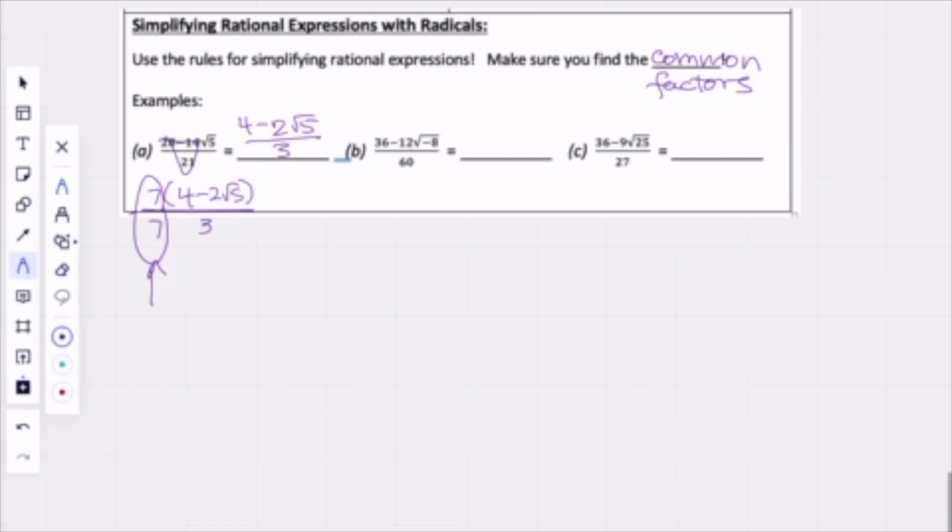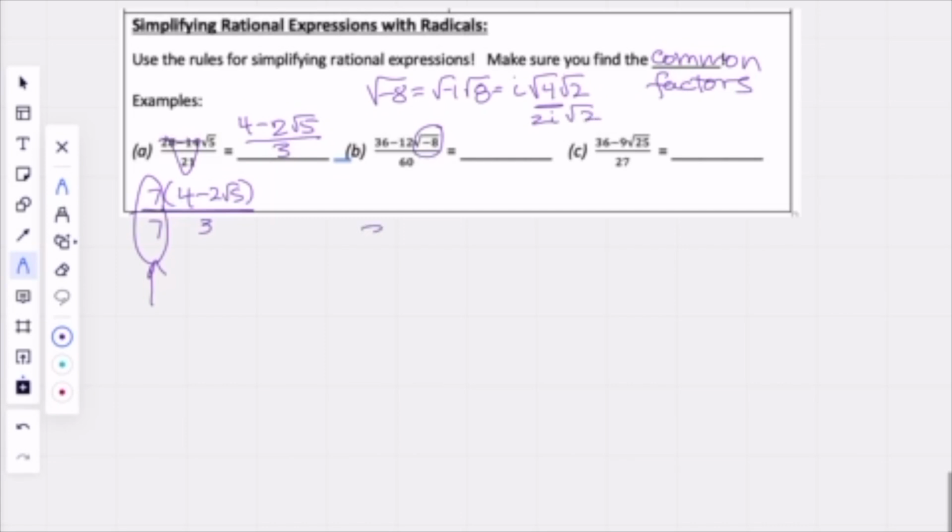One of the ways is to simplify the square root of -8 first. So let's do that. The square root of -8 is the same as the square root of -1 times the square root of 8, which is i times the square root of 4 times the square root of 2. And of course that square root of 4 is 2. So this is 2i times the square root of 2.